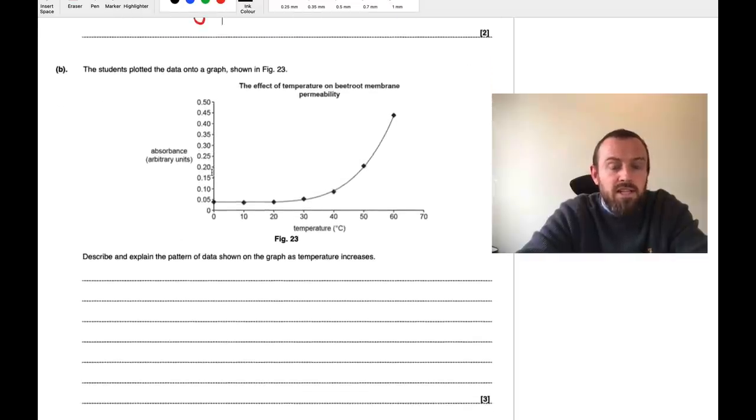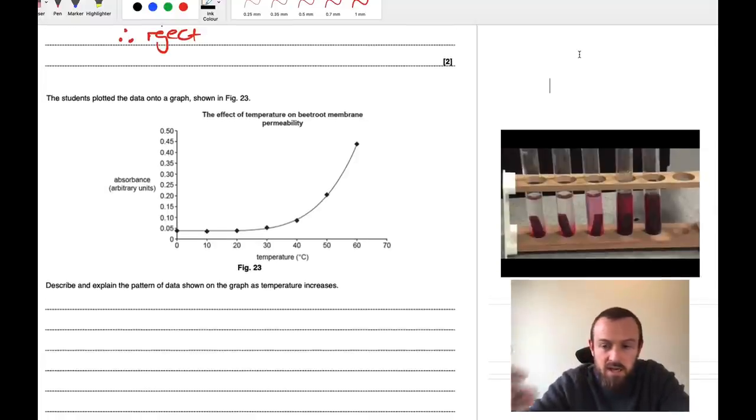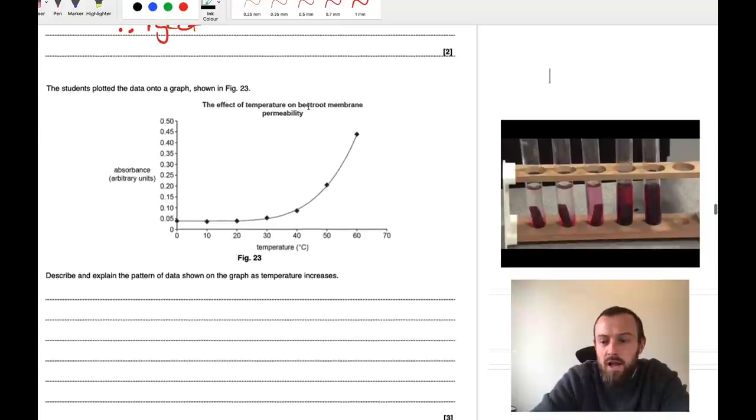The students plotted the data onto a graph. Okay, down here, I've copied the same picture again because it kind of illustrates. The student plotted the data onto a graph. What does it look like? Well, you can kind of see it visually here. The first few look quite similar, and this is a bit pinker, and then these are really pink. And that's kind of what we would expect here.